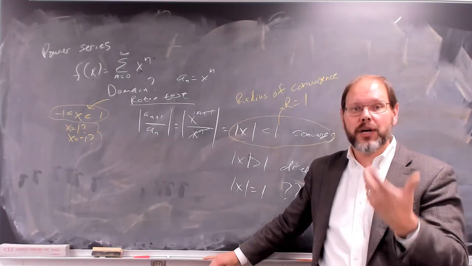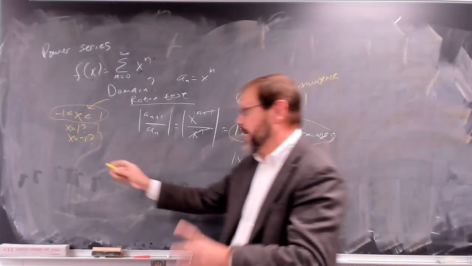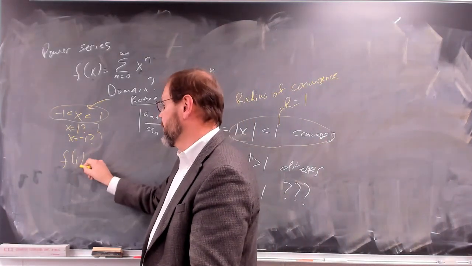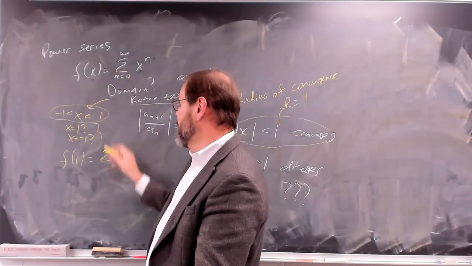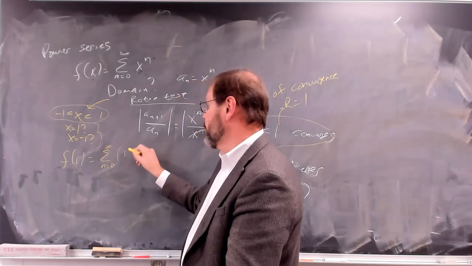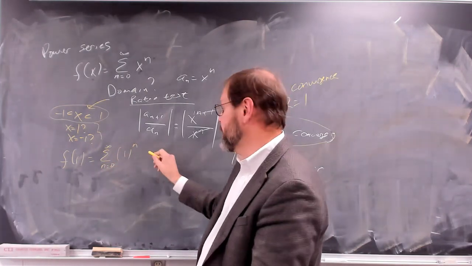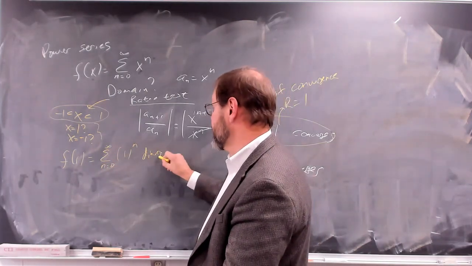We'll go back and we'll talk about some more tests. But it's very easy to see in this case, if I plug in 1, I have this sum n equals 0 to infinity of 1 to the n, which is just like adding a bunch of 1's together, infinitely many 1's together, so it diverges.